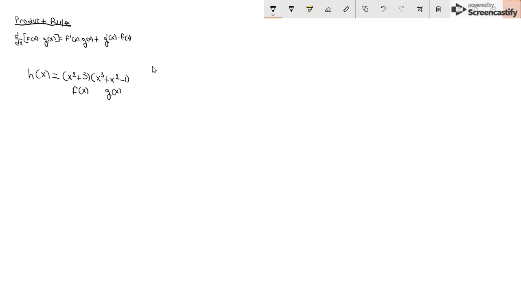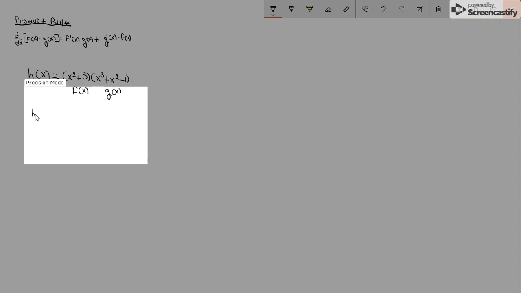And what we're going to do, we want to know the derivative of this whole function. So h prime, that's what we're looking for. So what you're going to do, you could write h prime of x is equal to d over dx, because we're going to take the derivative of the first one, of x squared plus 3. So let's just put these in brackets. That way we don't lose track of what we're doing. Times x cubed plus x squared minus 1.